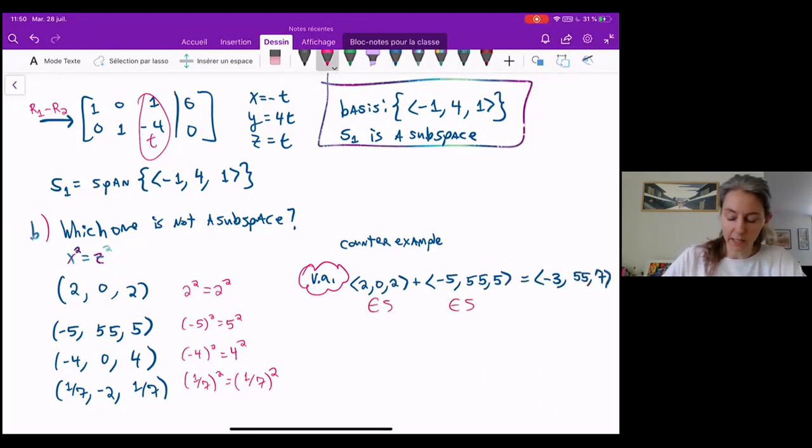This was in the space. This was in the space. Is my new vector in the space? Is it true that -3 squared is equal to 7 squared? No. So this vector is not in the space. The space was S2. So S2 is not a subspace.